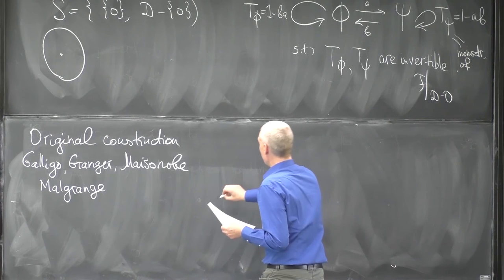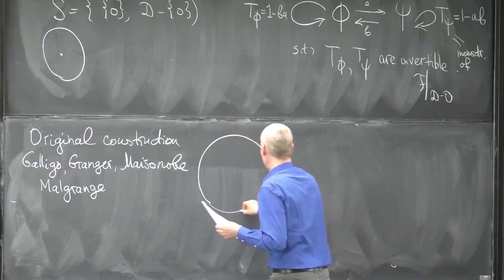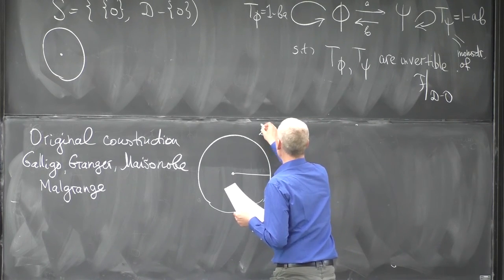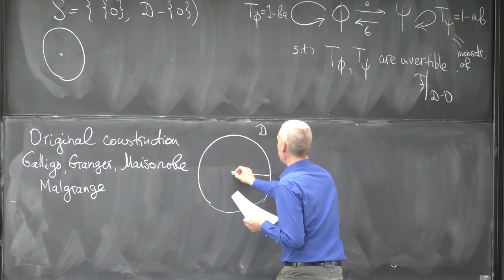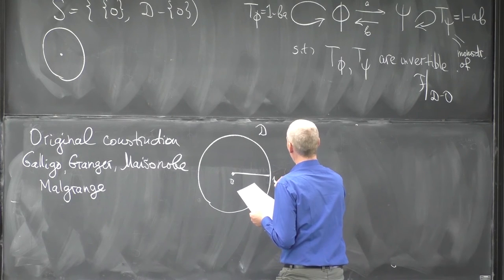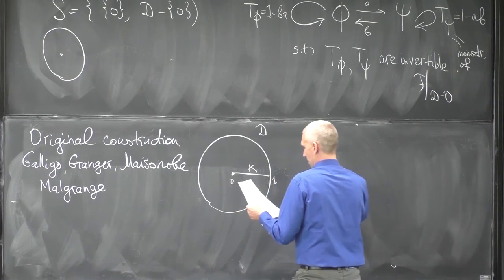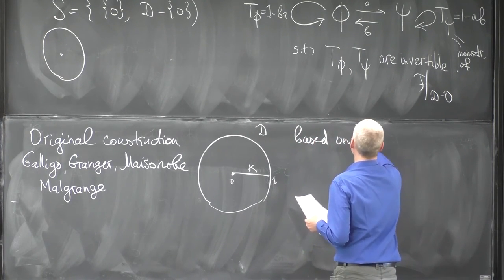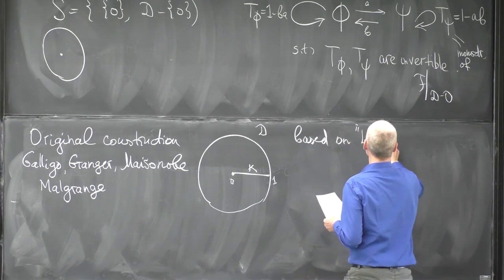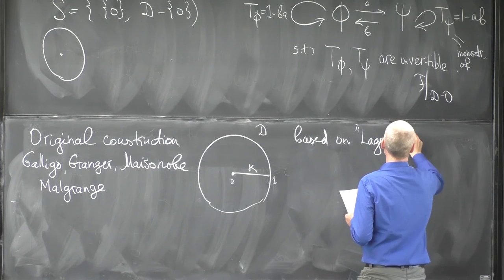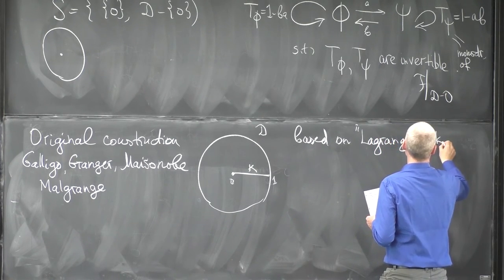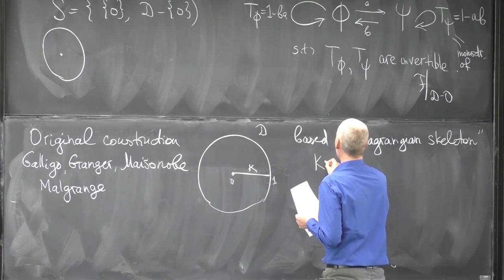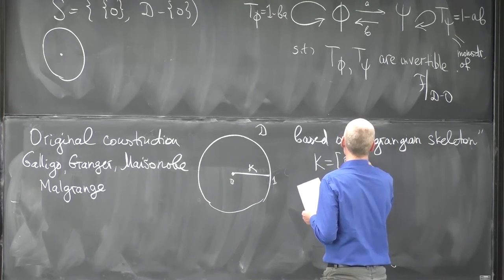So the original construction is based on what I now want to call a Lagrangian skeleton. So in this disk D, let me draw the radius from 0, say to the point 1, and call this radius K. So it's based on the Lagrangian skeleton K, simply the radius from 0 to 1.